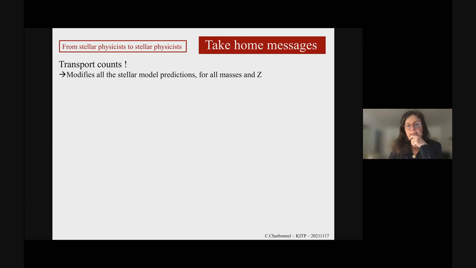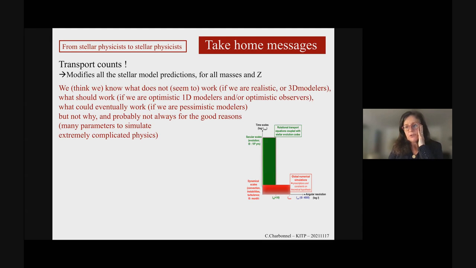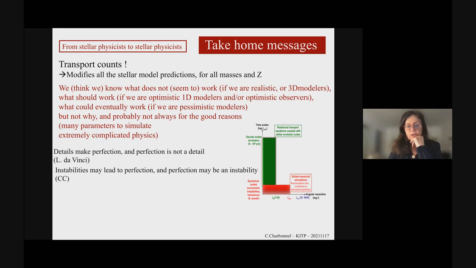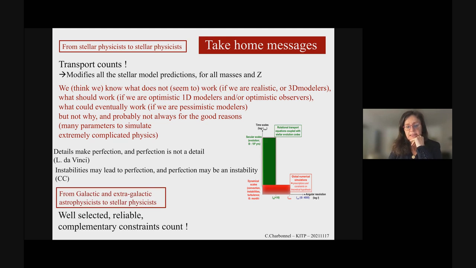The take-home message for stellar physicists is that transport counts; it modifies all the stellar predictions. But there are many things we don't know, or we think we don't know, or we think we know, but that depends if we are realistic, optimistic or pessimistic people. And the real difficulty comes from these different scales of different processes. Leonardo da Vinci said that the details make perfection, and perfection is not a detail, but probably instabilities may lead to perfection, and perfection may be an instability.